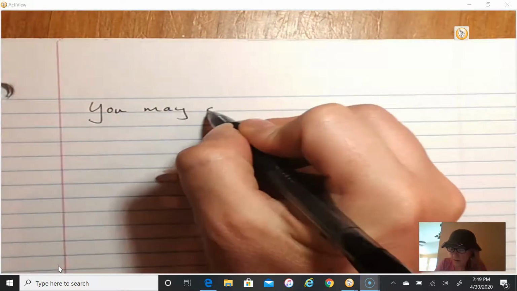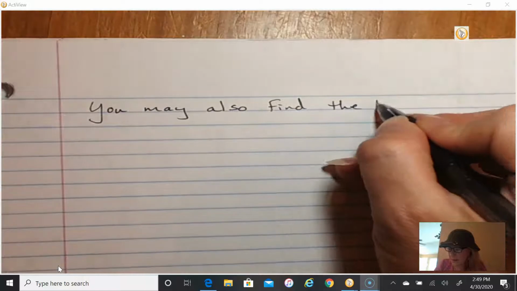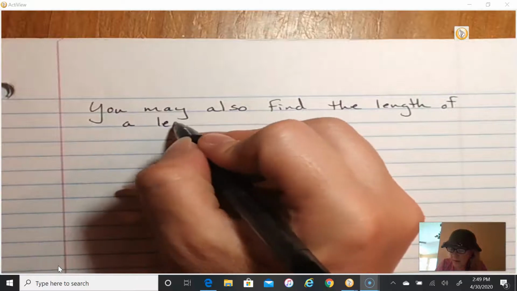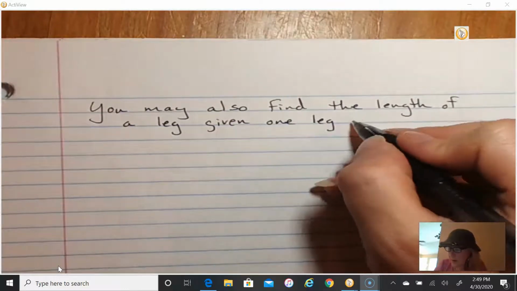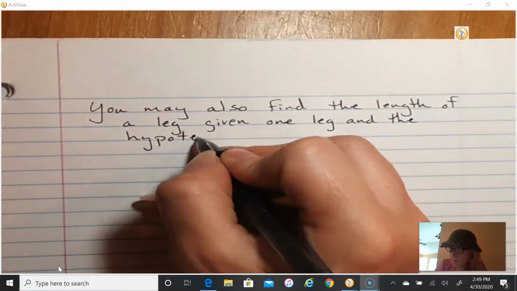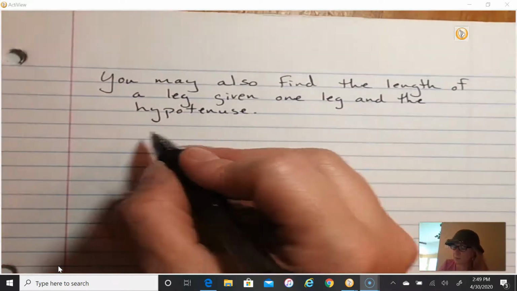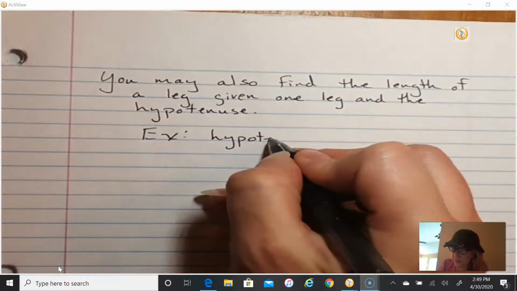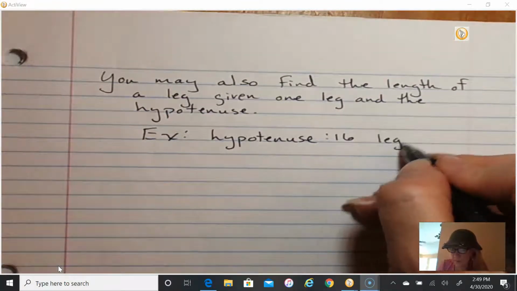You may also find the length of a leg given one leg and the hypotenuse. Okay? So for example, let's say they give you the hypotenuse is 16 and one leg is 7.